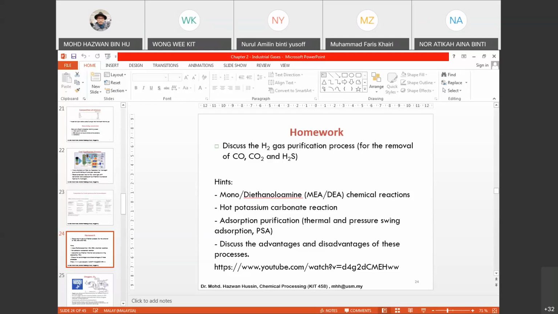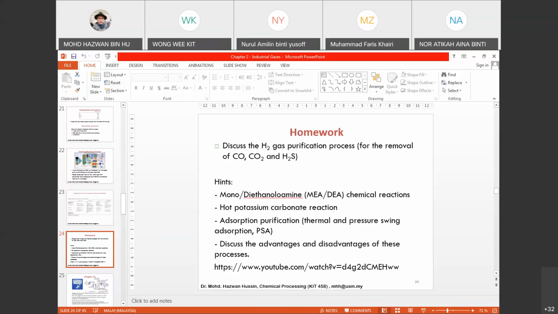So the hints that you can observe are basically to look into the use of mono or diethanolamine chemicals. This is one of the methods used to purify hydrogen gas. Another method that you can use is the hot potassium carbonate reaction. Other than that, you can also look into adsorption purification using thermal and pressure swing adsorption. I mentioned pressure swing adsorption in the previous slides, which uses zeolite as the main material. Because zeolite is very porous, it can be used as an adsorber or separator of gas.